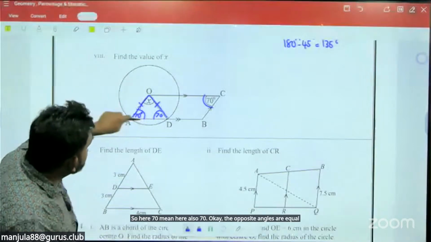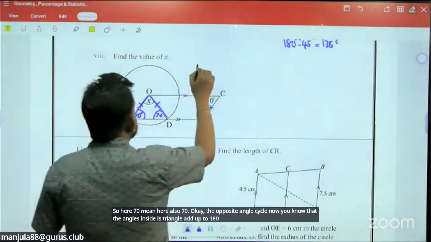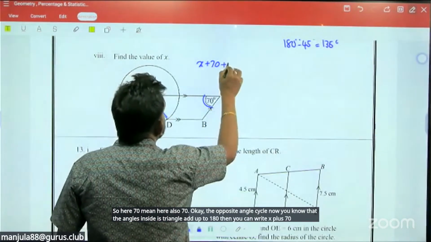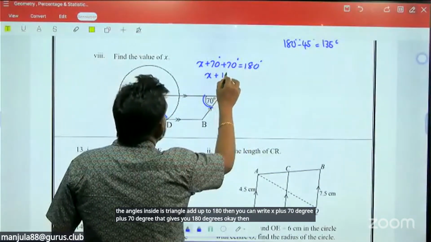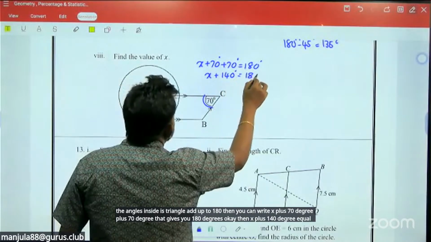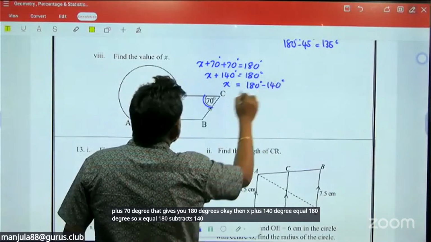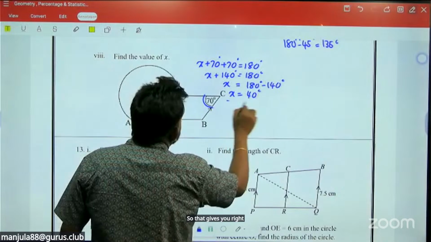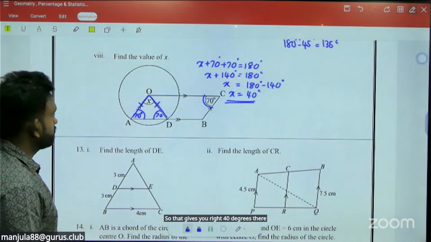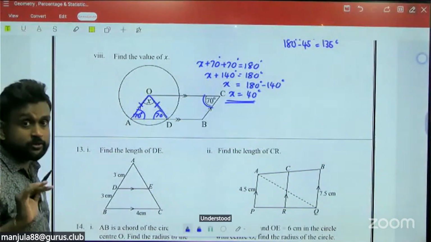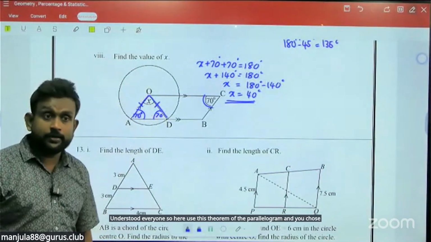Now you know that the angles inside this triangle add up to 180. Then you can write x plus 70 degrees plus 70 degrees gives you 180 degrees. Then x plus 140 degrees equals 180 degrees. So x equals 180 minus 140. So that gives you 40 degrees there. Understood, everyone? So here use this theorem of the parallelogram and the interior angle sum.